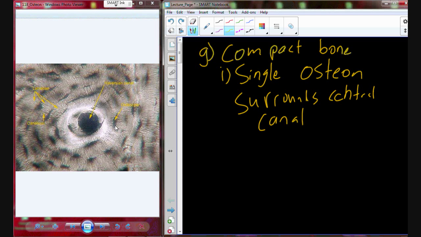Looks like a two-year-old just wrote this. Central canal. That's not an H, that's an N. I'm 4 years old.